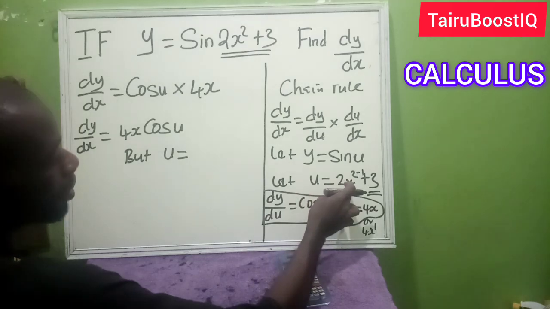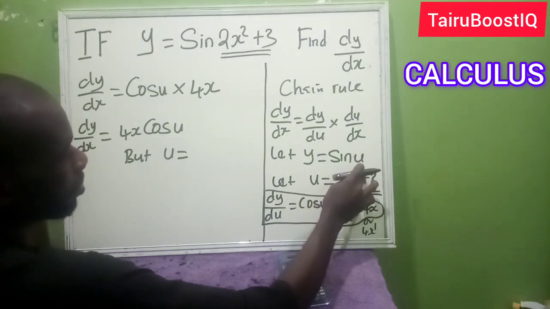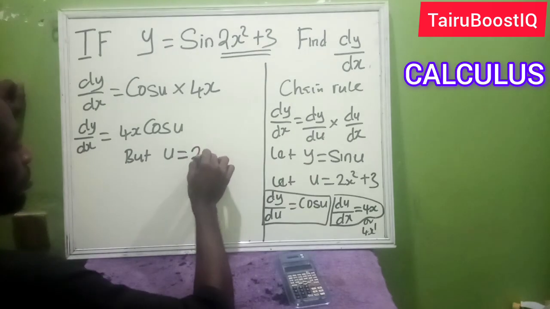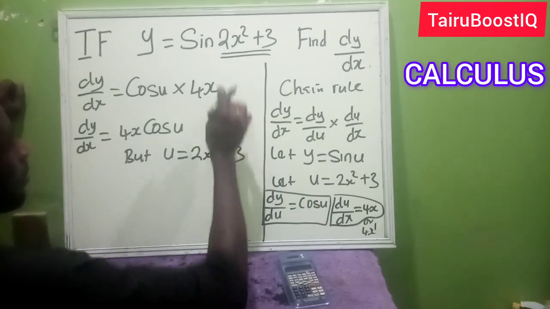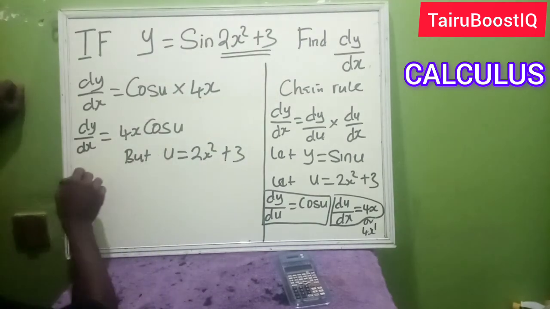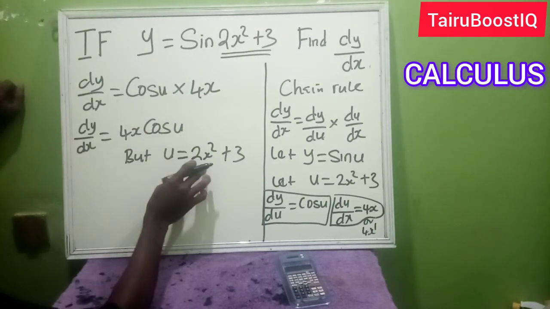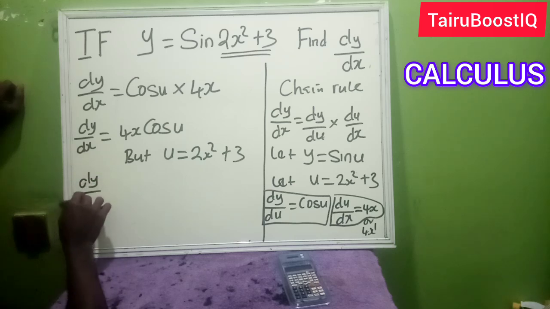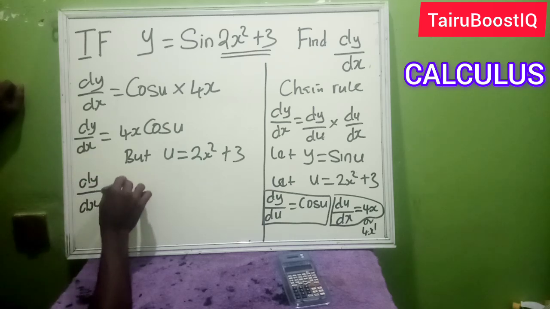But what is u? Look at the function of u. Our u is 2x squared plus 3. That is, our u is the function in front of x inside the sine. So we are going to replace this u with 2x squared plus 3.